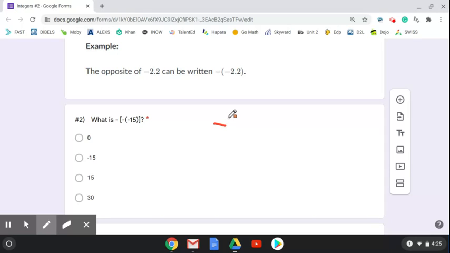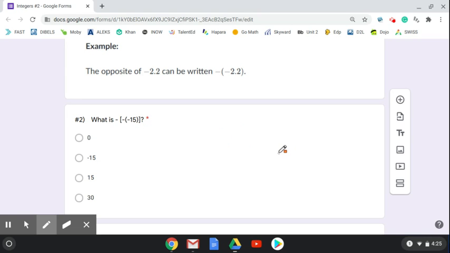Now, let me mention a little trick here. If we had just negative 15, and I were to ask you how many negative signs do you see? Well, you see one, right? And so if I see one, or in this case I had 3 negative signs, or if I had 5 negative signs, or 7, or 9, basically if I have an odd number of negative signs, the number will be negative.